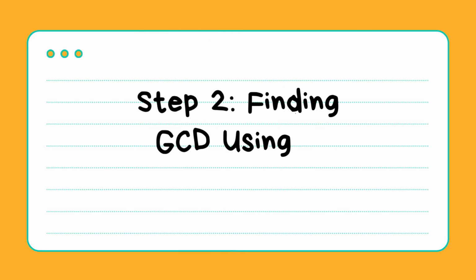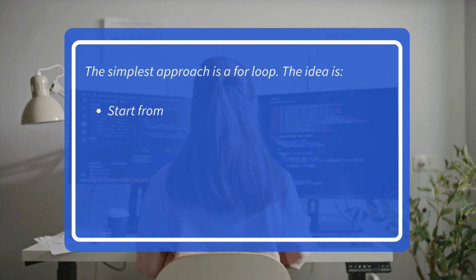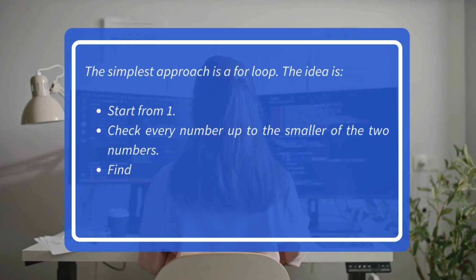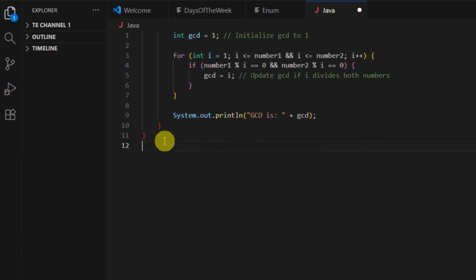Step 2. Finding GCD using a for loop. The simplest approach is a for loop. The idea is: start from 1. Check every number up to the smaller of the two numbers. Find the largest number that divides both numbers evenly. Here's how the code looks.